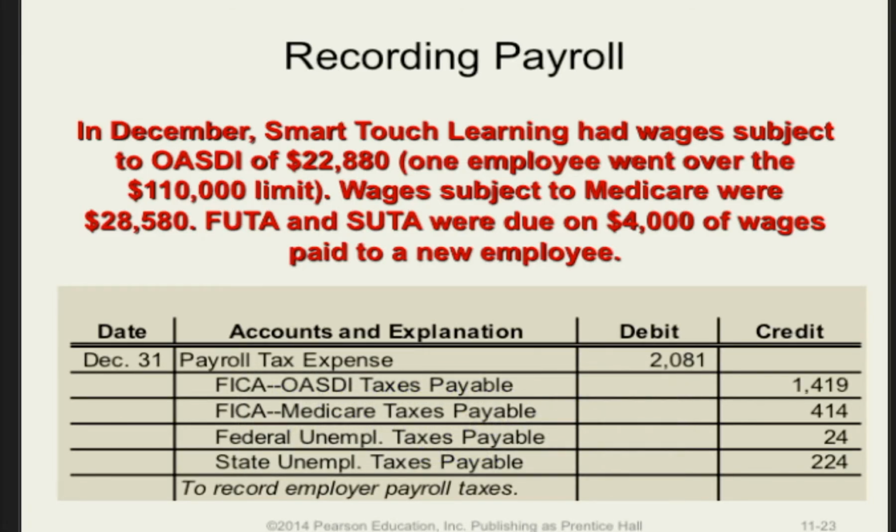Well, this is what that would look like. The entry requires a debit to payroll tax expense for the total amount here, which is $2,081. There are also credits made to FICA OASDI taxes payable, FICA Medicare taxes payable, FUTA payable, and SUTA payable.